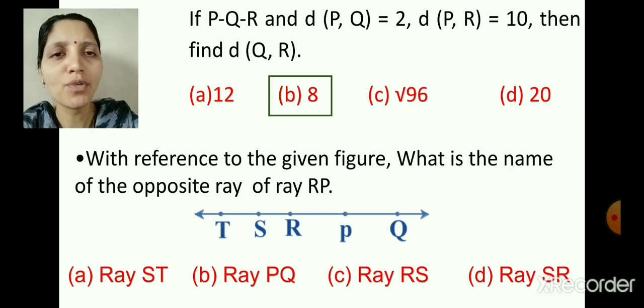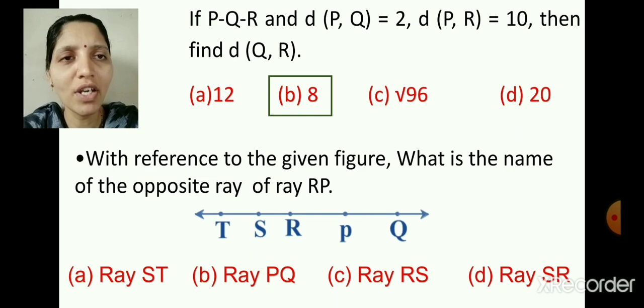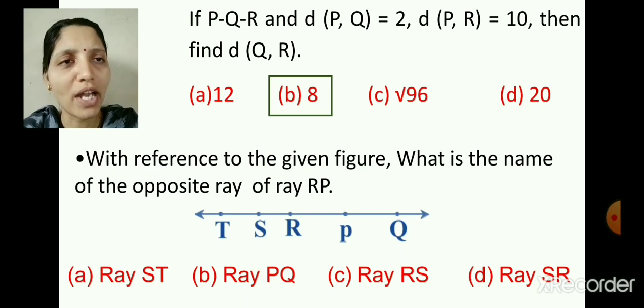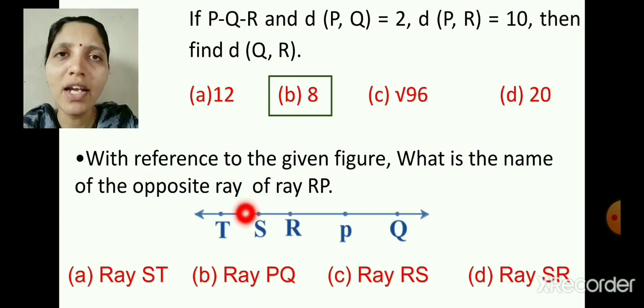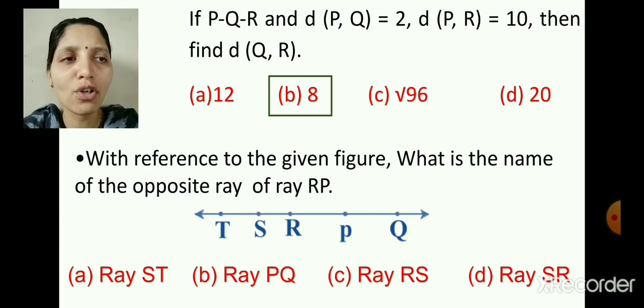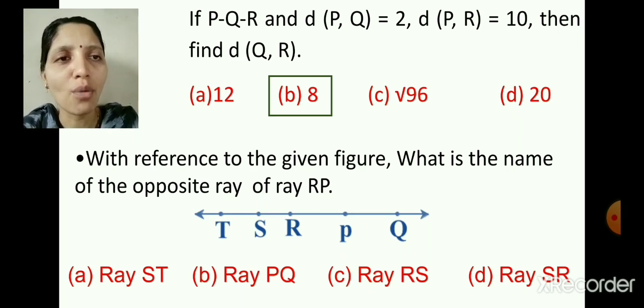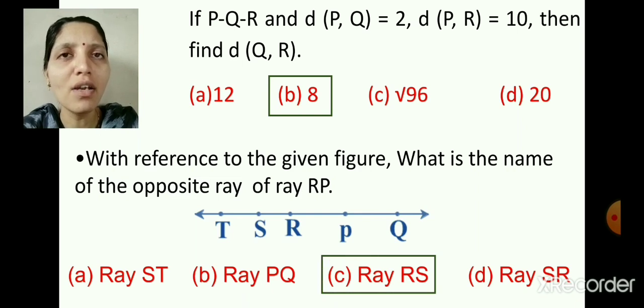So first see the options here. First one, ray ST is given. So that will surely not be the option. So your ray should start from point R. So next option is ray PQ. So that will also not be your correct option. Then see the next, ray RS. Yes, ray RS is the correct answer. Now see the fourth option also, ray SR. SR is also not a correct answer. So option C is the correct answer for this question. Is that clear to all of you?